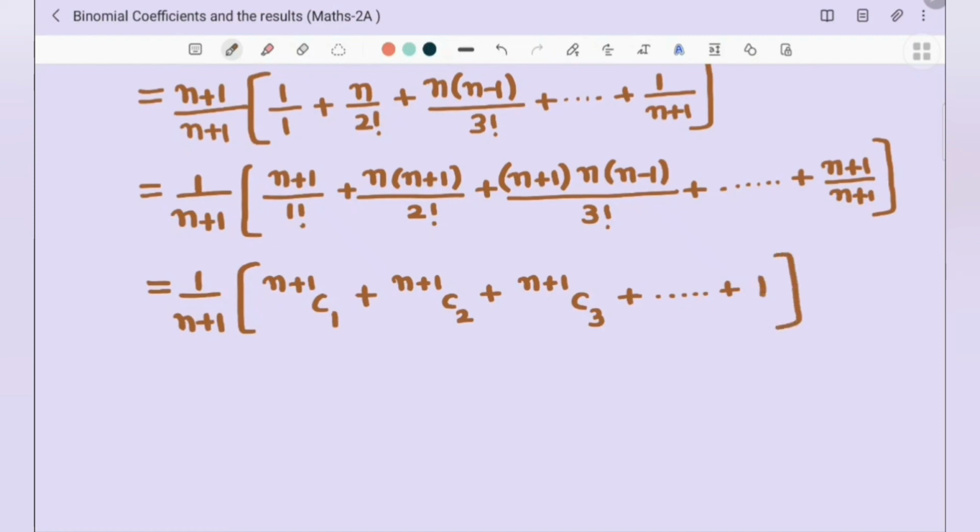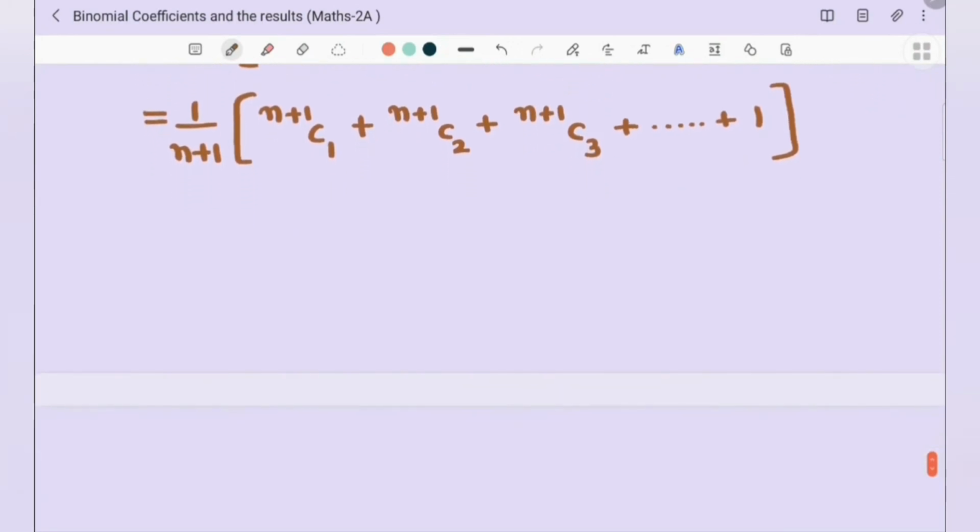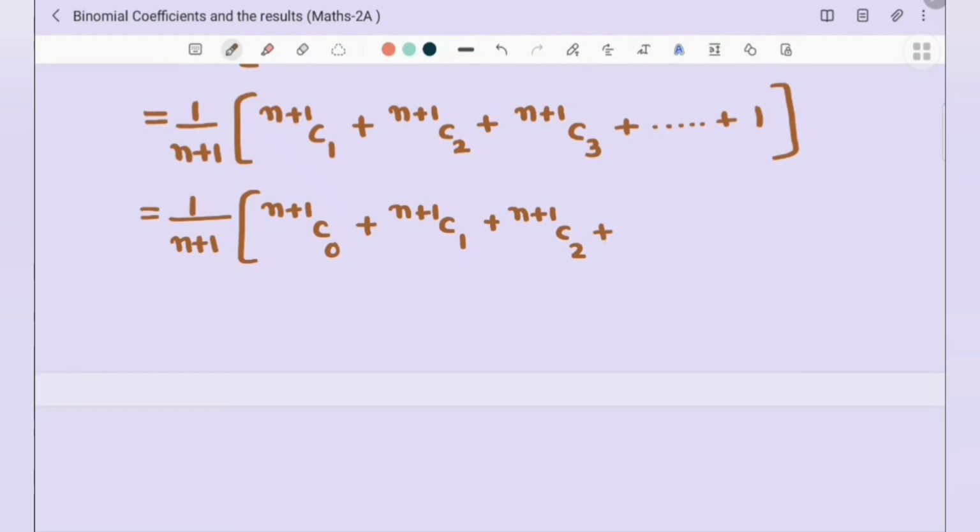To get the expansion, here 1, 2, 3 and so on is there, but C0 is not there. So what we are doing is 1 by n plus 1 into, we are adding for this series n plus 1 C0 and subtracting the same. So n plus 1 C0 plus n plus 1 C1 plus n plus 1 C2 plus n plus 1 C3 plus and so on. Here we are subtracting n plus 1 C0. After that, plus 1 is there now.